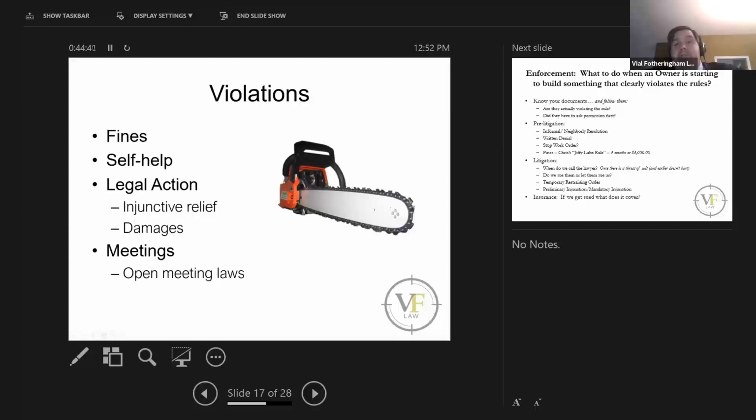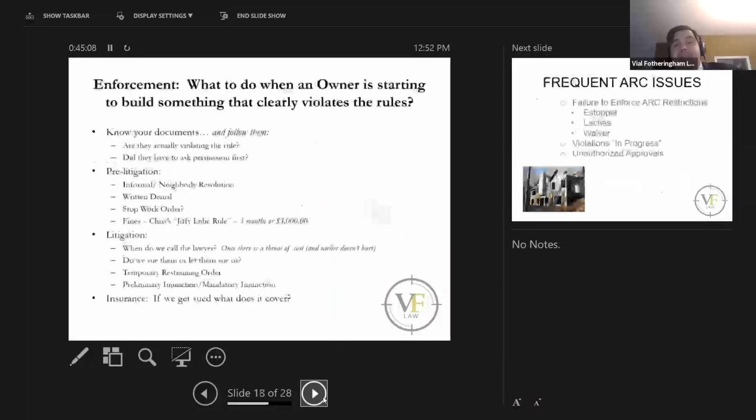Or damages. The injunctive relief is the example I gave about that stupid fence and retaining wall case. That's my name for it, the stupid fence and retaining wall case, because that's what it was. But we sought injunctive relief, and we didn't seek damages, but we did seek our attorney fees and costs. Meetings. So if it's required to be in an open meeting, that could be a violation as well. But that cuts the other way, and we need to be careful and know what that is.